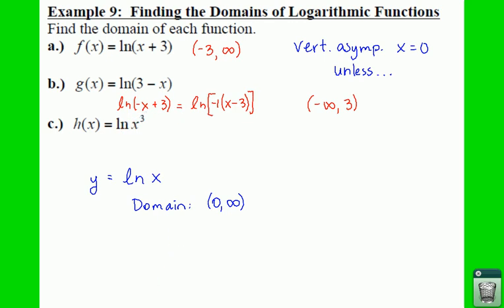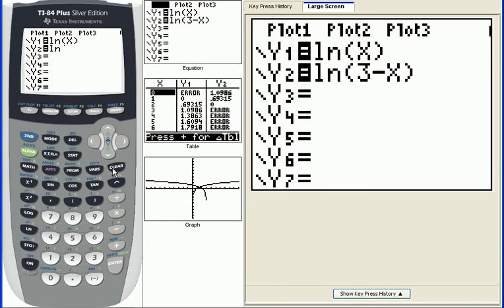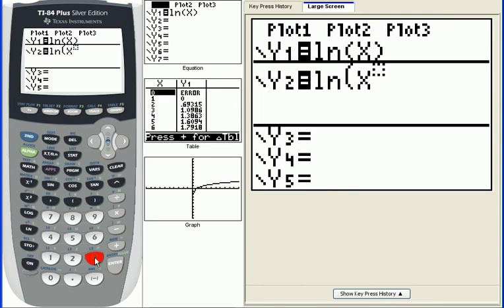Alright, so now let's do the natural log of x to the third. So if we go back to our y equals, and clear this out, we're going to have the natural log of x to the third. Anybody have an idea what might happen here?